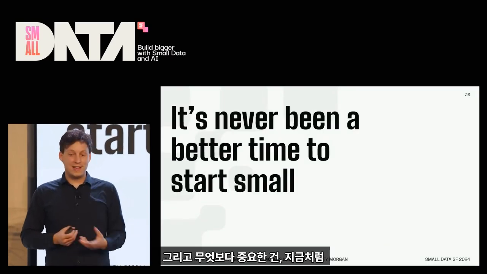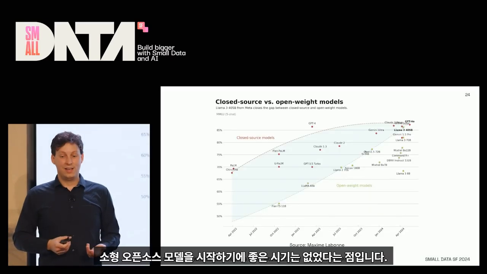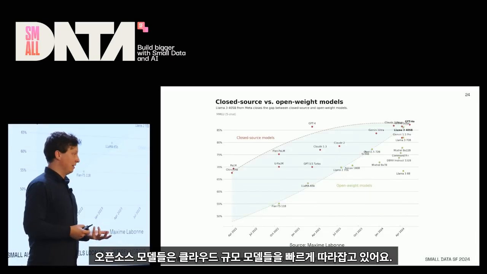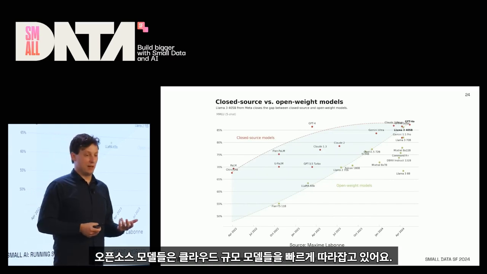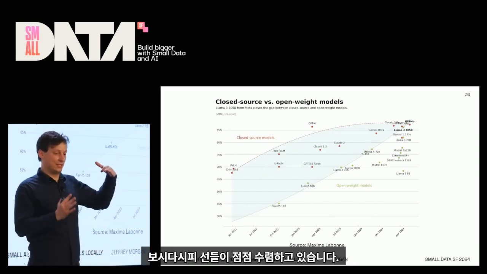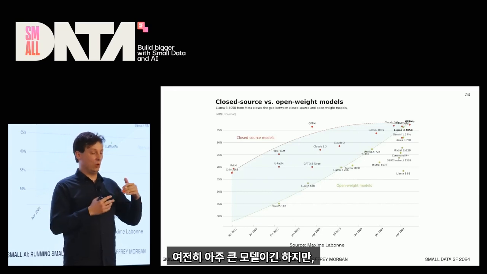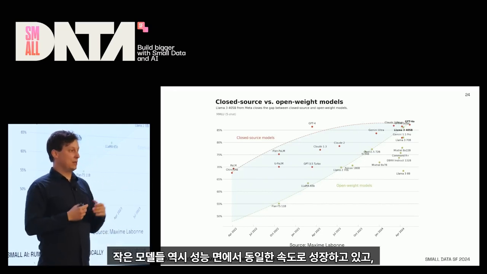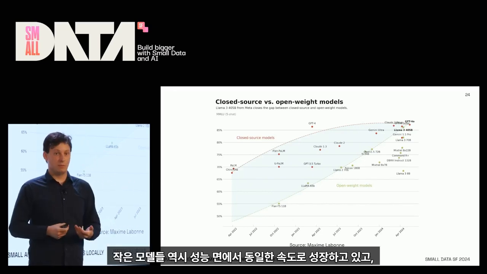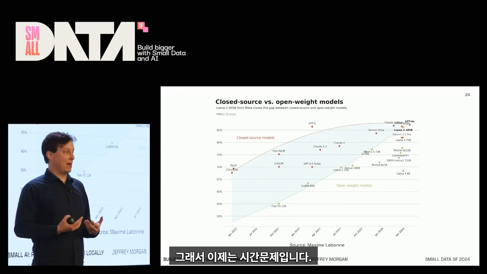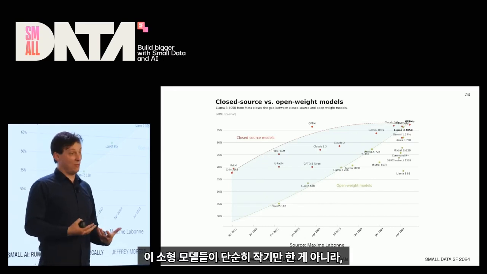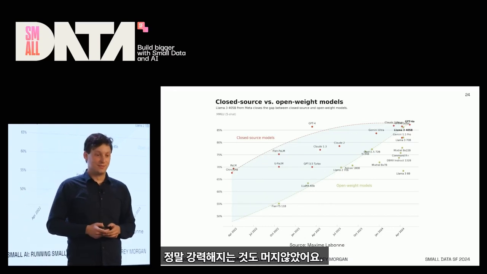And most importantly, it's never been a better time to start small. Open source models are rapidly catching up to these cloud scale models. This is a hard to read graph, but as you can see, the lines are converging. And while a lot of the best open source models are very big as well, the small models tend to be growing at the same speed in terms of performance and benchmark results. And so it's only a matter of time before these small models aren't just small, but really mighty as well.